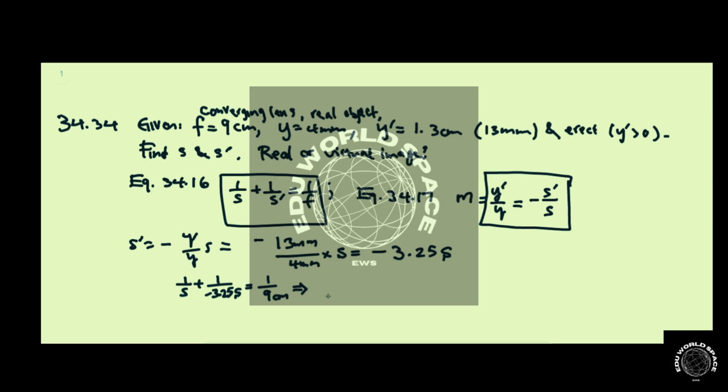So I have then 3.25 minus 1 over 3.25 s. And that's equal to 1 over 9 centimeters. And then I can solve this for s, and that gives me an s of 6.23 centimeters.